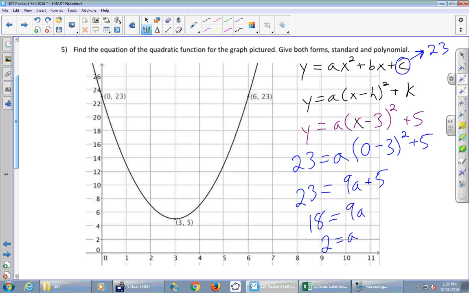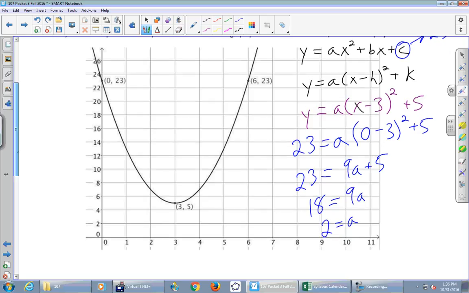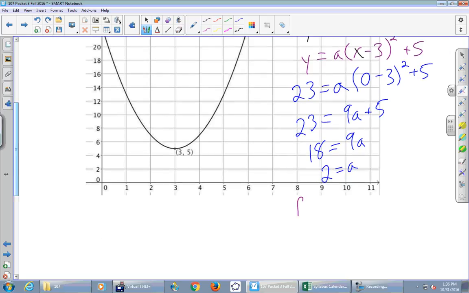So that means that we're ready to rewrite our purple equation in its final form. I'm going to go back to our f of x notation instead of the y notation. Okay, so the first thing was a. We saw it was 2. Copying everything else, x minus 3 squared plus 5.